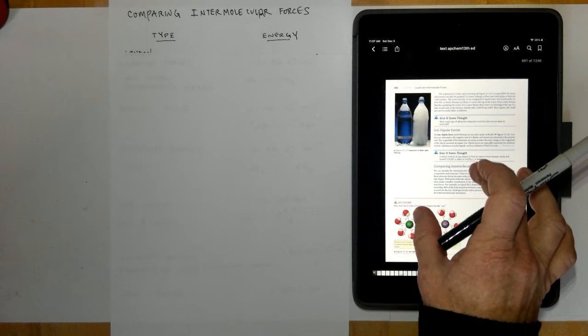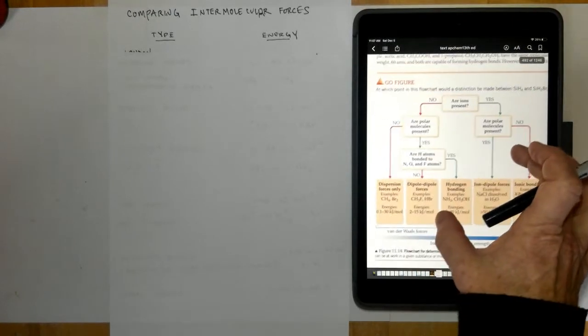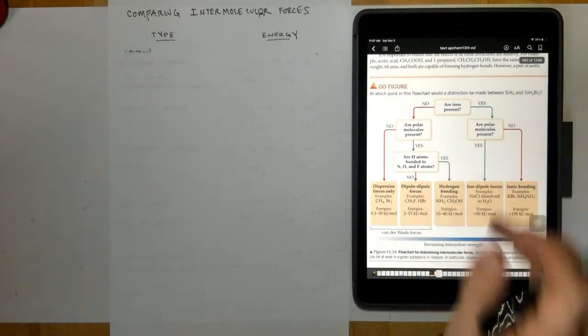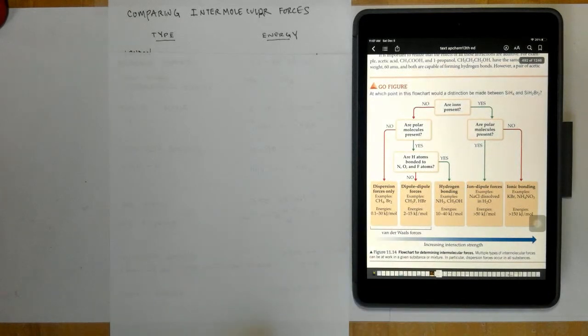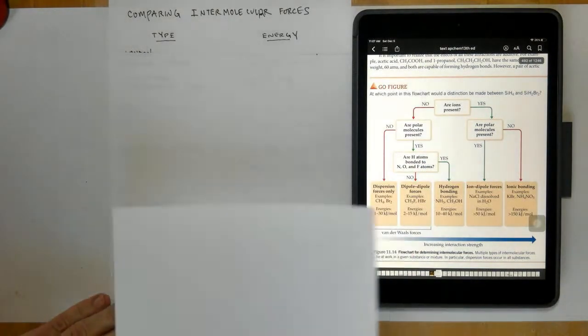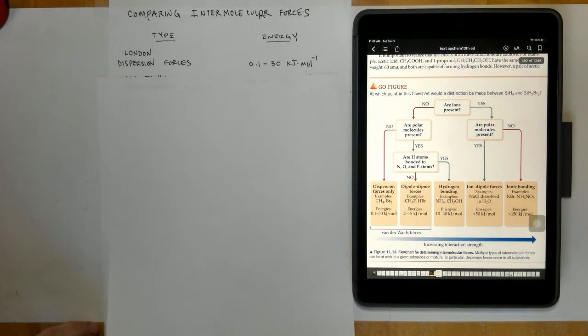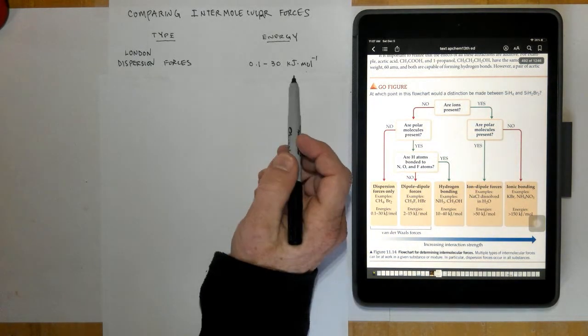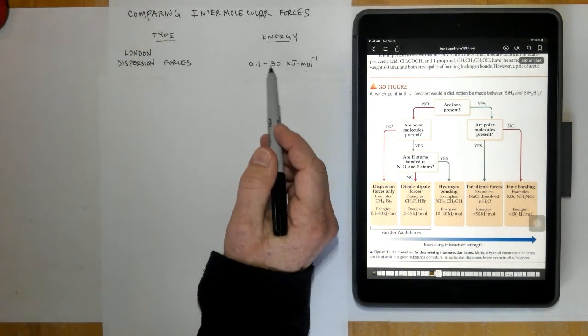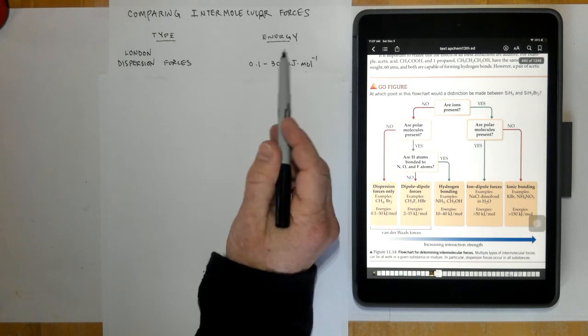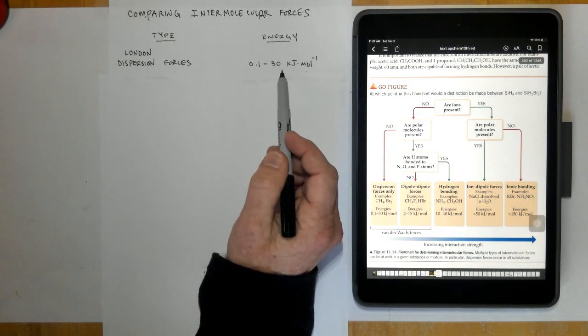Let's see, that'd be page 253, kind of towards the bottom. I condensed this chart right here to a left-right version versus a top-down one like this. So you can see that London dispersion forces, or just dispersion forces, account for an energy between 0.1 and 30 kilojoules per mole. Their very strongest would be really large molecules with lots and lots of electrons.